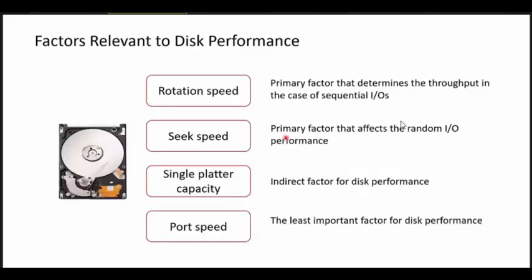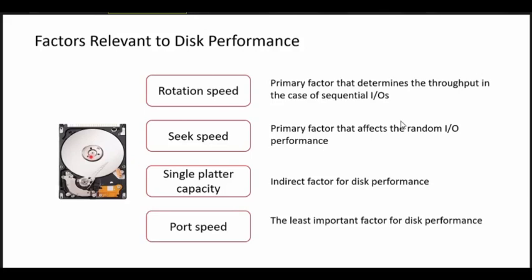So factors relevant to disk performance, this you need to know: rotational speed, seek speed, single platter capacity, and port speed. Rotational speed is basically how fast the disk platter can rotate. Seek speed is how fast the read-write arm can seek the data it wants. Single platter capacity basically tells you, for a single platter, how big the capacity is. So that in some sense also leads to how much space you have and all that stuff. It's another indicator for disk performance.